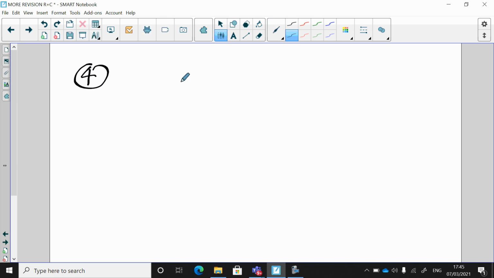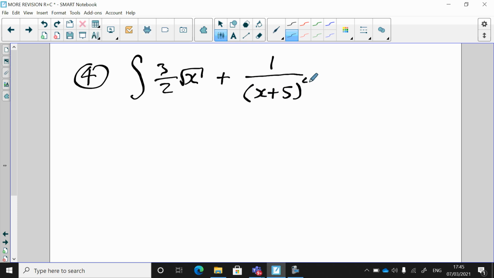So 4. Again, what have we got this time? We've got 3 over 2 times the square root of x. So always watch out for square roots of x. And plus, we've got a big fraction here, and we've got 1 over a bracket, x plus 5 to the power 4, with respect to x.